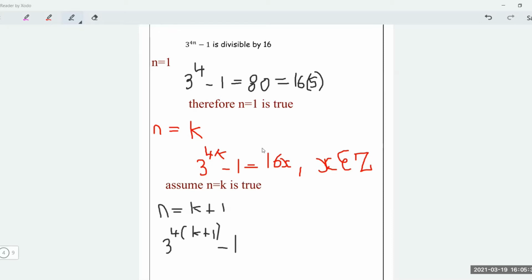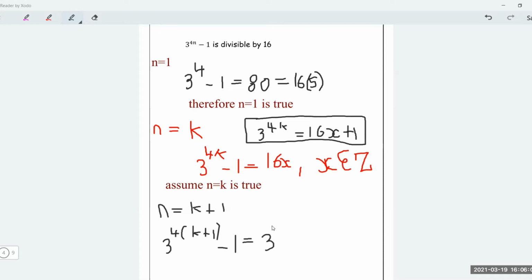Now from this equation up here, you could make 3 to the 4k the subject. You see that 3 to the 4k is 16x plus 1. We're going to bear this in mind, because we're going to be using it down here. So this is now equal to 3 to the 4k plus 4 minus 1.